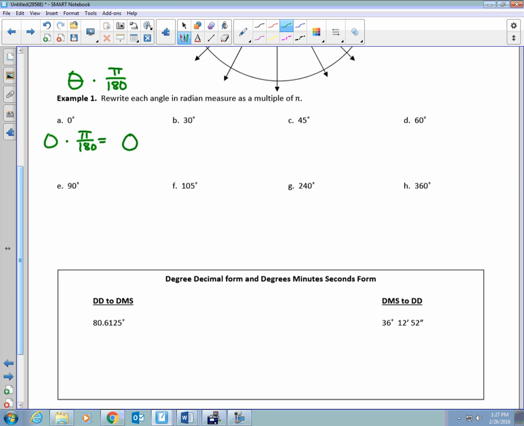30 degrees. 30 times pi divided by 180, or 30 pi over 180. This is what we have to reduce, okay? This is what we have to simplify. Does 30 go into 180? How many times? 6 times. So this will simply be pi over 6. So 30 degrees is the same as pi over 6 radians.